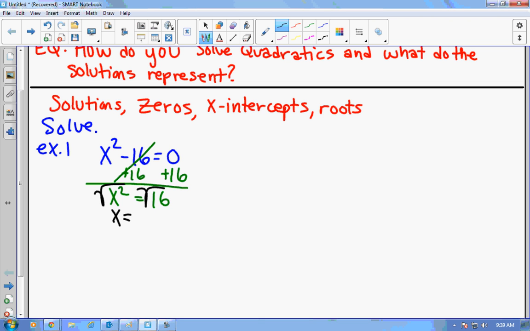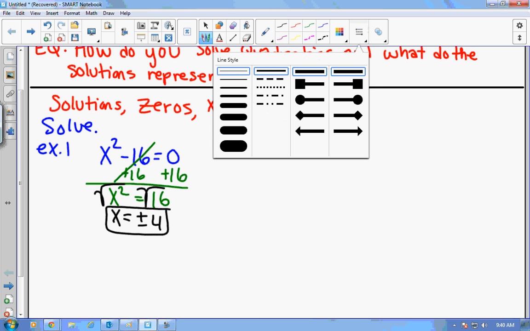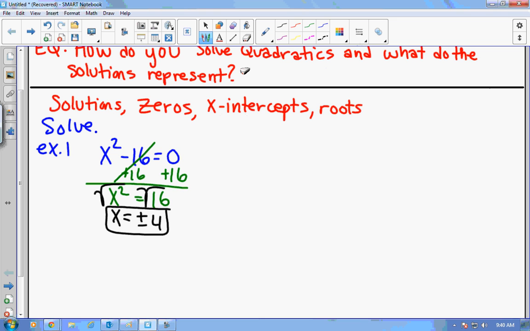4 is half of it. There are two answers, plus and minus 4. When you take the square root, it gives you two answers, plus and minus 4. So plus and minus 4 are the solutions to the equation. A solution means it makes the equation true. If we plugged in 4 for this x, whether it's positive 4 or negative 4, plus and minus 4 squared is 16. Minus 16 equals 0. So that was true. 0 equals 0 is true.